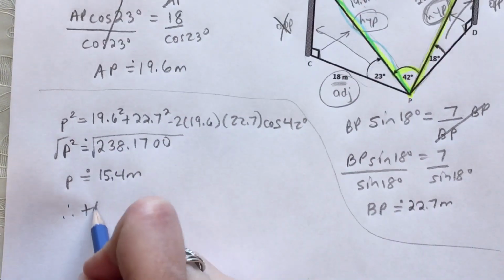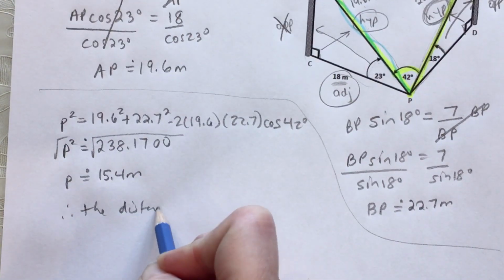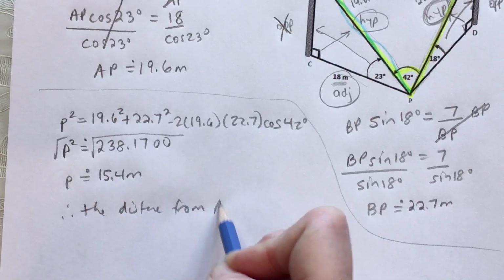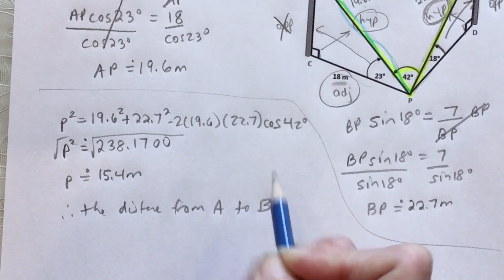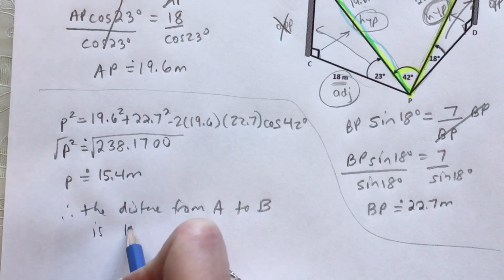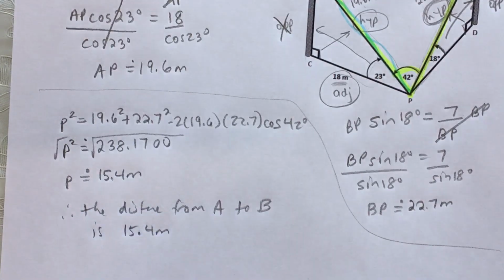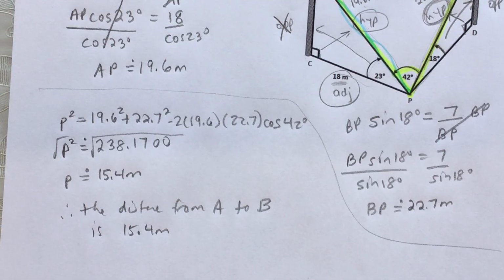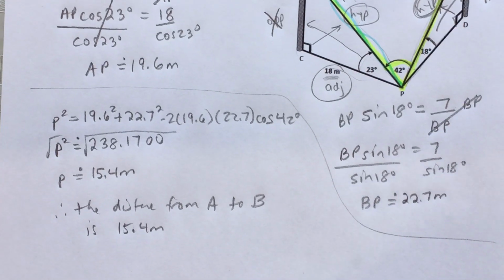So therefore, the distance from A to B is 15.4 meters. So that's how you approach 3D trig problems.